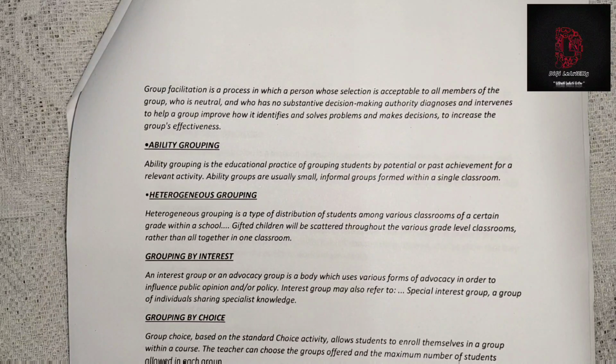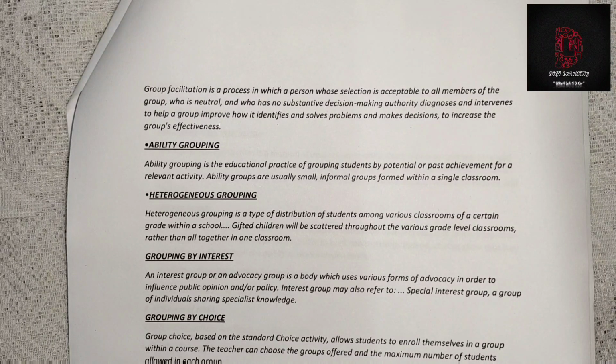Next is the ability grouping. Ability grouping is the educational practice of grouping students by potential or past achievement for a relevant activity. Ability groups are usually small, informal groups formed within a single classroom.